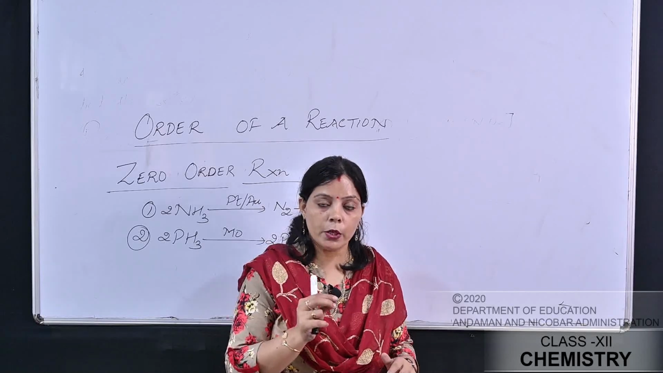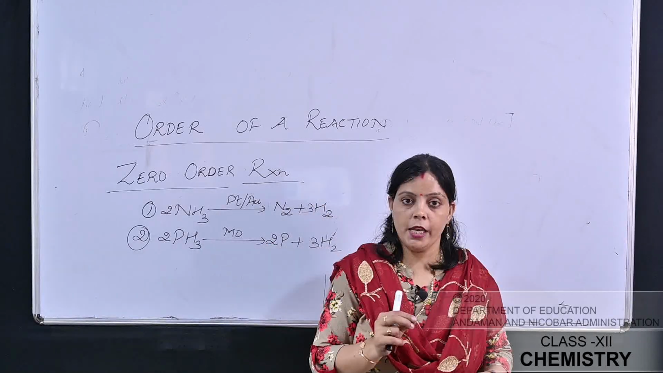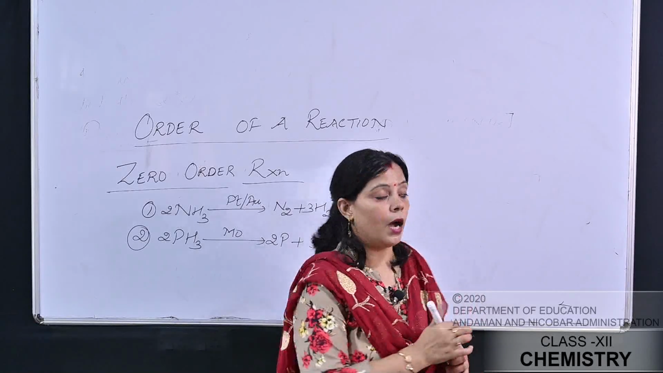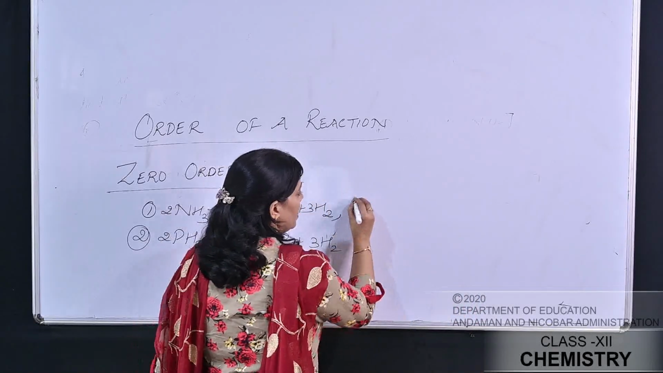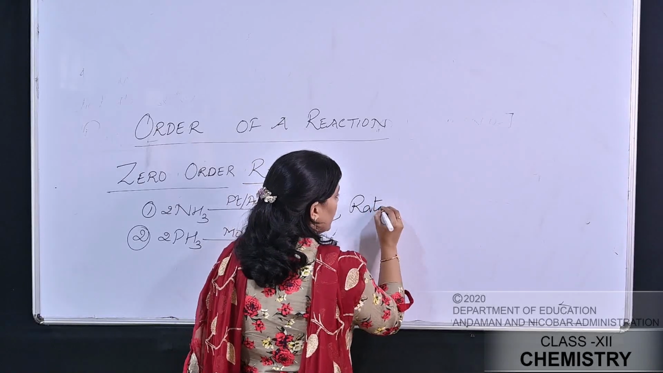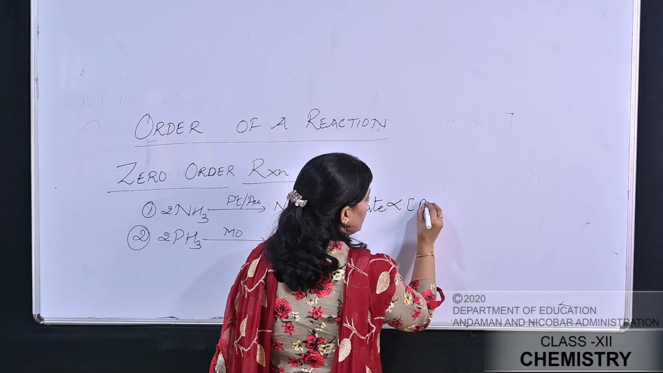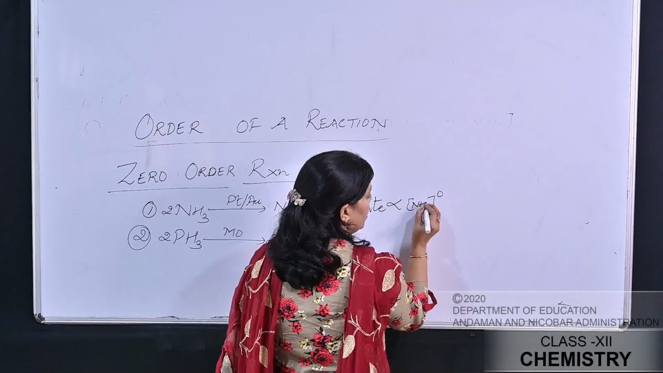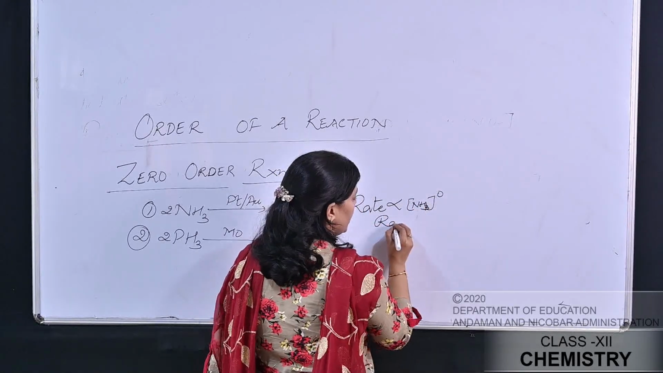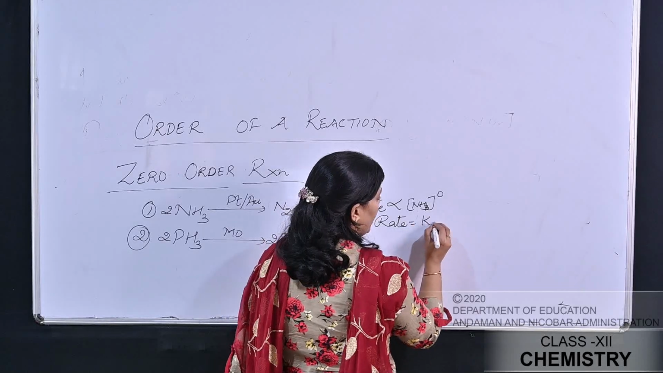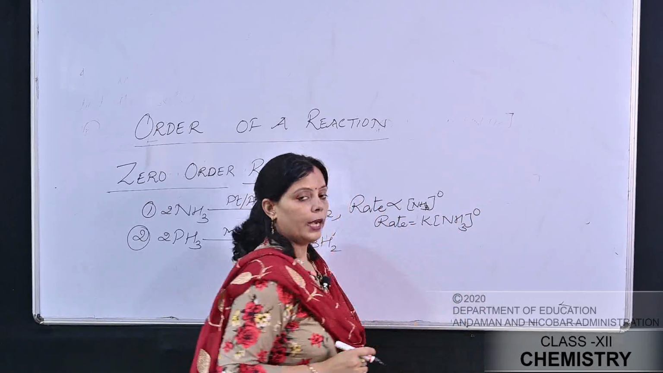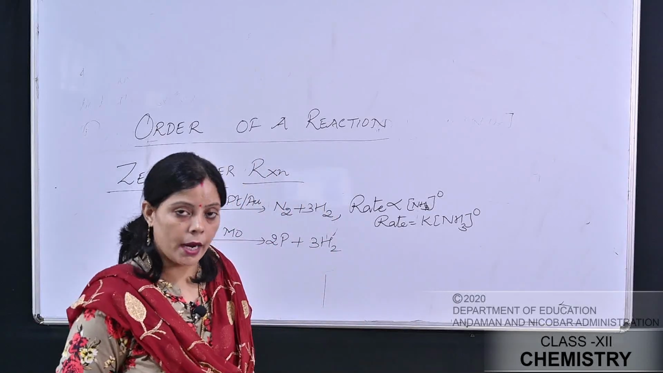So at that particular condition, the rate of the reaction becomes independent of the concentration of ammonia. We observe that the concentration of ammonia is raised to power 0, that is, the rate is equal to K, concentration of ammonia raised to power 0, and it follows zero order kinetics.